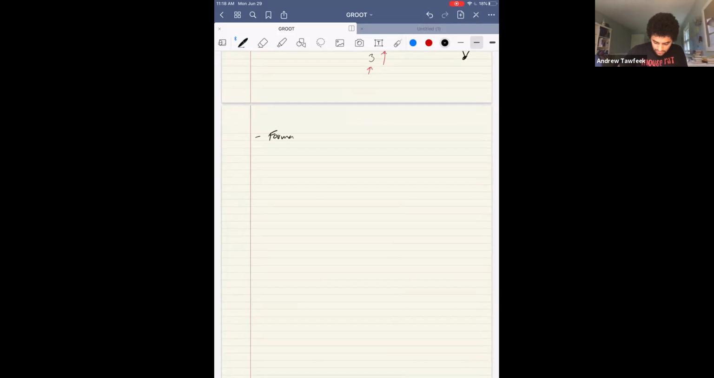So Forman showed in 1999 that discrete Morse theory implies the corresponding smooth Morse theory.